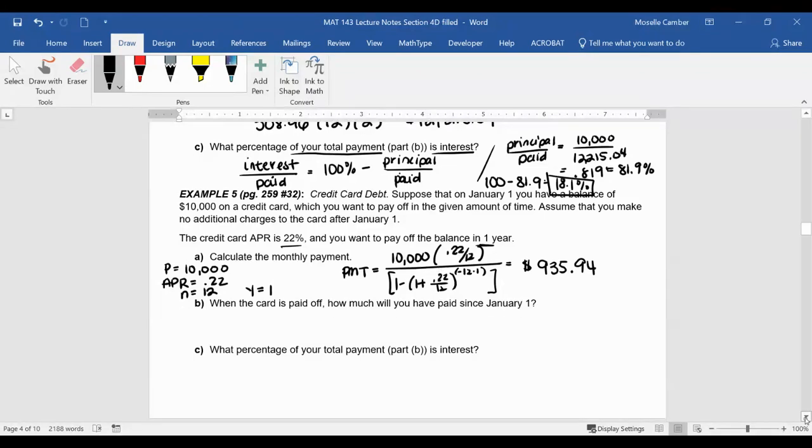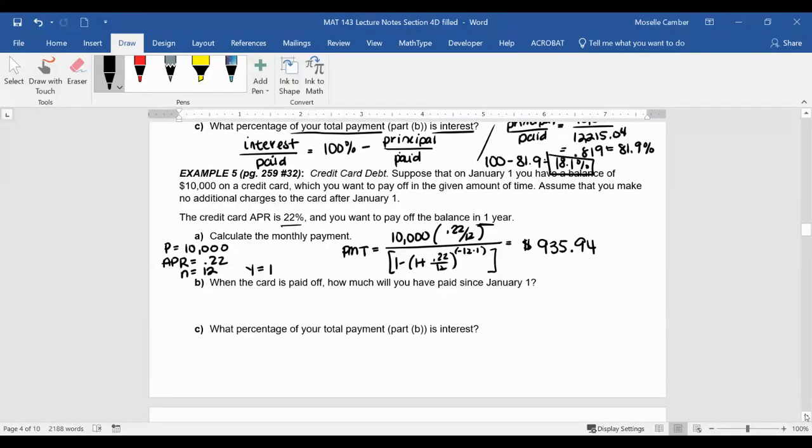So I'd have to pay $935.94 every month in order to pay that balance off in a year. So when the card is paid off, how much will you have paid? This is since January 1st, so the total payment. So you make $935.94 each month for 12 months, for 1 year. So you will have paid back $11,231.28.